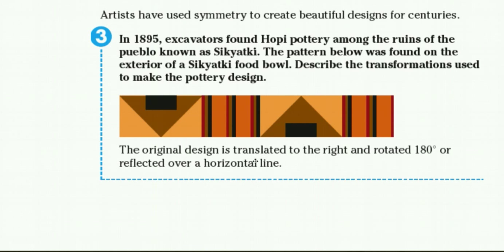So this is basically a good example of translation, because the original design is translated to the right and rotated 180 degrees or reflected over the horizontal axis, a horizontal line. So you have a good example of a transformation, because it is a translation, a rotation, and at the same time a reflection. And that's our lesson.